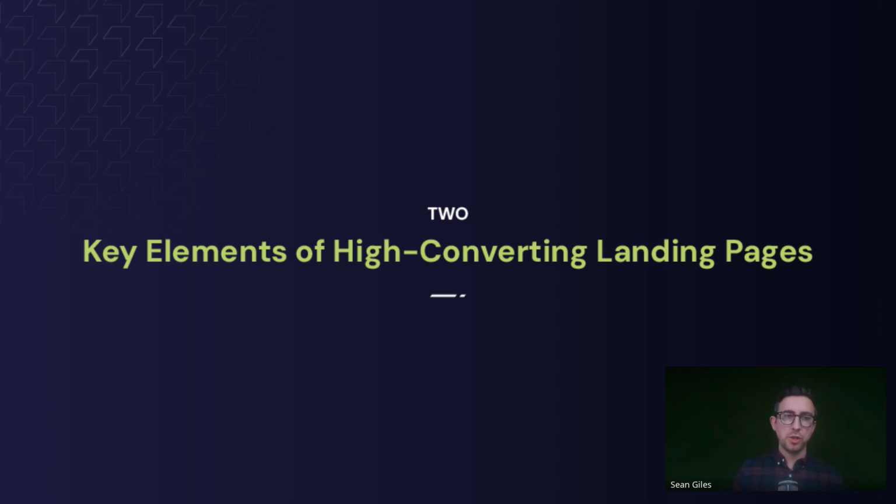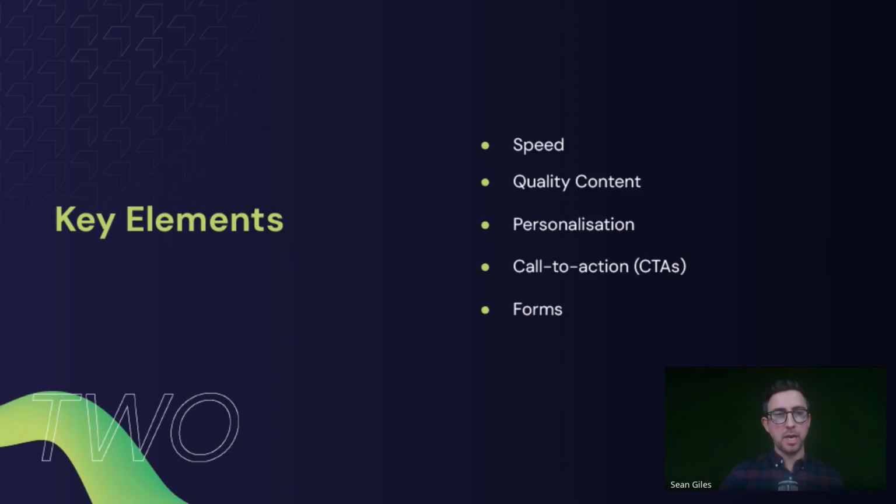Which brings us on to the key elements of high converting landing pages. So what are these? The key elements really are the speed of the page, quality content, personalization, calls to action, and forms. Now, with these 5 things, there probably are other things that you can look at, but I think generally these are the 5 most important areas. And they are really important for a website just in general.